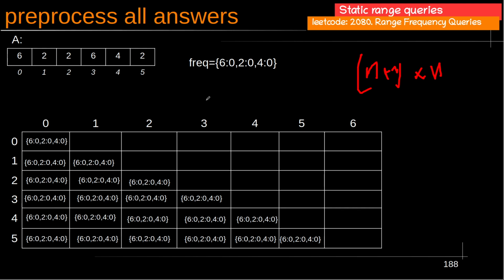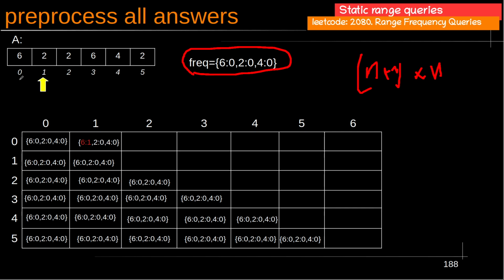Initially, I will initialize all the matrix by this map, and I will compute when I am at the first element, which means how many. In this case, how many 6s from 0 to 0? So I have just 1 6 and 0 2s, and we have no 4.